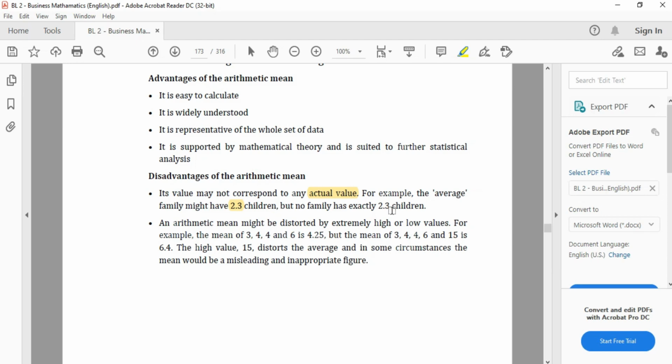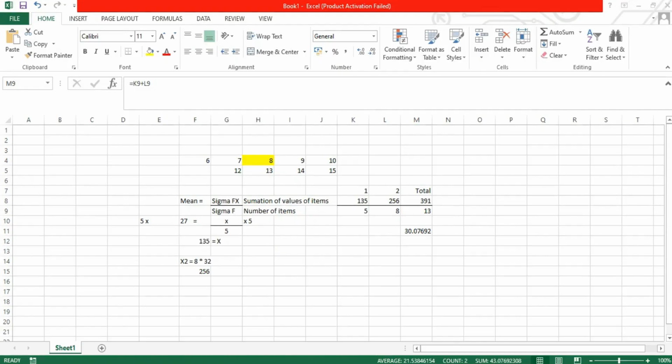Secondly, arithmetic means might be distorted by extremely high or low values. Because if you have values like 1, 2, 3, 4, 5, and you find the mean, it will come to a reasonable value. But if you have 1, 2, 3, and then 25 and 100 as the next values, then when you calculate the mean, a very big gap will be there. Only 1, 2, 3 is the lowest majority, and only two figures were 25 and 100, very high values.